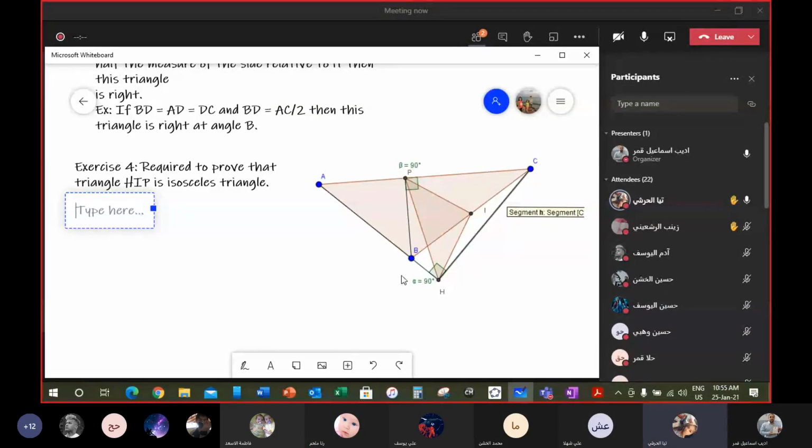In the triangle HCB we have HI median. Wait, in the triangle BHC we have, continue, HI median relative to BC.